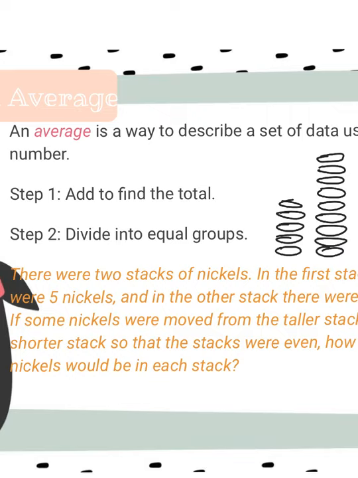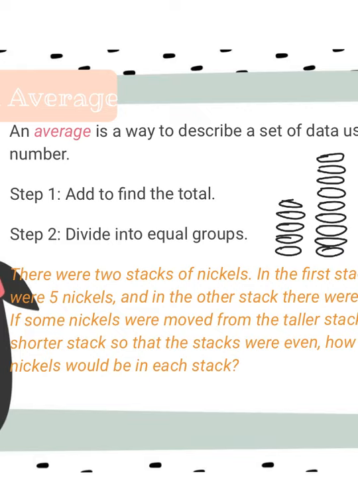Okay, so how many nickels then would be in each stack if I wanted them to be even? What would I need to do, Colton? You would need to add 5 plus 9. I would add 5 plus 9, which equals 14. Divide that by 2 for the amount of stacks. So I would divide by 2. And there would be 7.